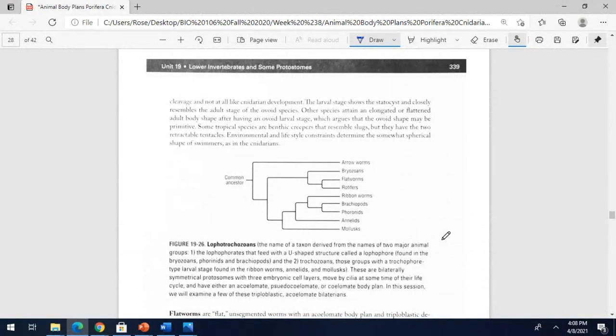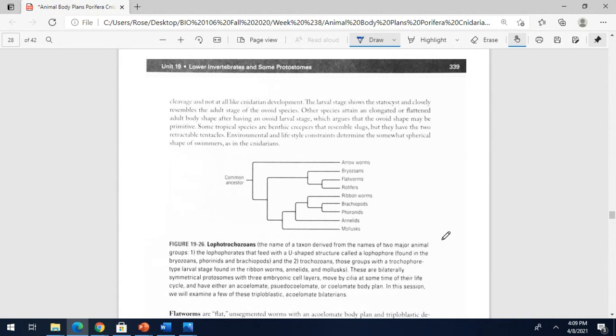Okay, so now we are moving on to protostomes. What we just covered, and I know you guys are probably really dazed now with all this information, was the diploblastic animals. Now we are moving on to triploblastic animals. There are two lineages of triploblastic animals, protostomes and deuterostomes.